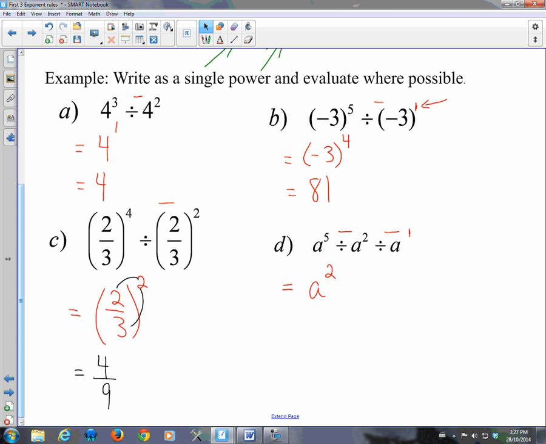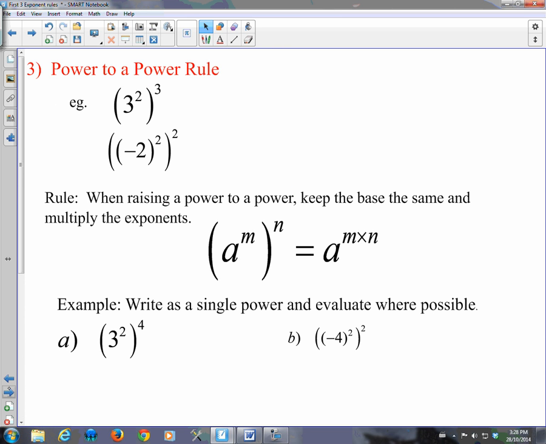So multiplication rule, multiplying with the same base, keep the base, add the exponents. Division rule, dividing with the same base, keep the base and subtract the exponents. Third one, power to a power rule.